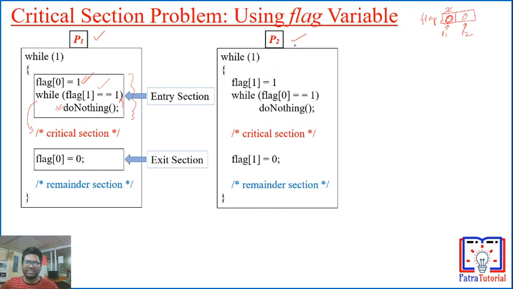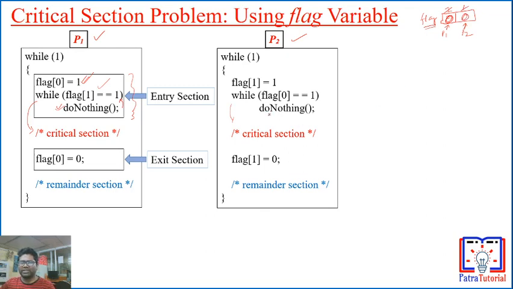The same thing p2 is doing by using the second element of this flag variable. The first element is for p1 and the second element is for p2. So first it will update the value of flag of 1 to 1. Then it will check whether flag of 0 is interested or not. Right now the value of flag of 0 is 0, so this is false, and it will go to the critical section and execute it. Then, while leaving the critical section, it will update the value of flag of 1 to 0 again.